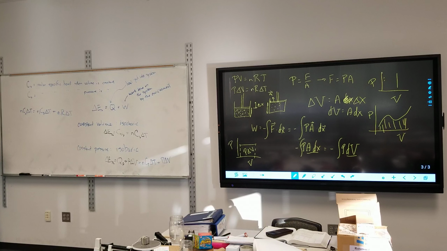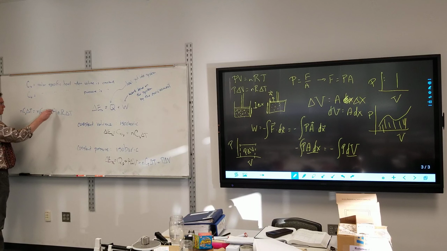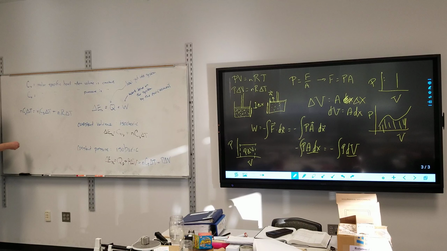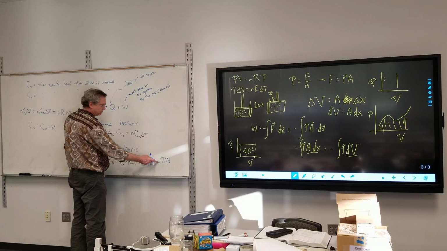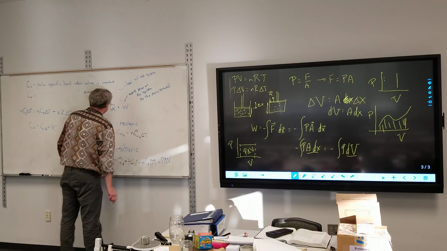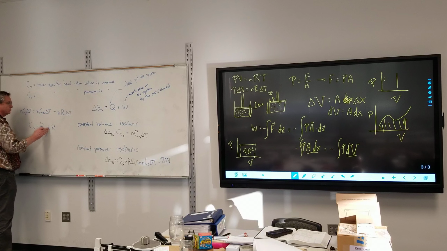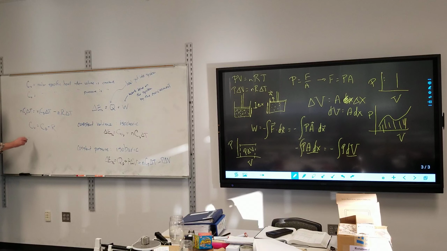I now have n as a constant in every term. I have delta T in every term. And I'm left with C_V equal to C_P plus R, the gas constant. All right, there's a small mistake here. I forgot my minus sign. So C_P minus C_V is equal to R.